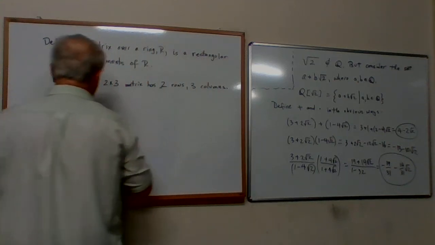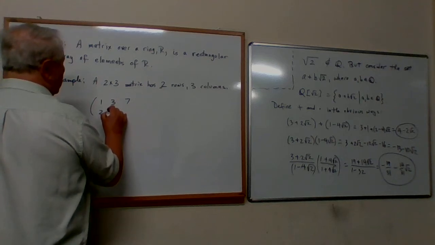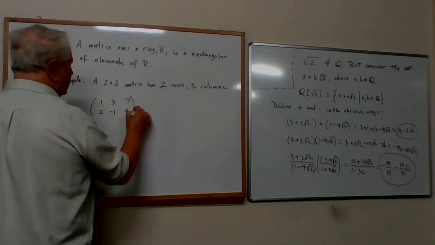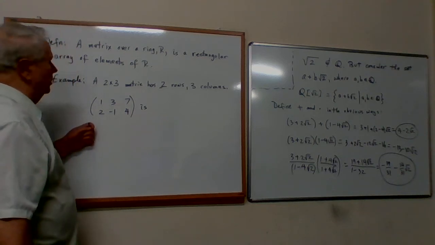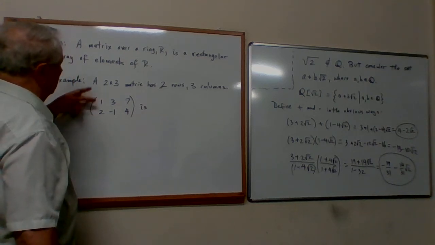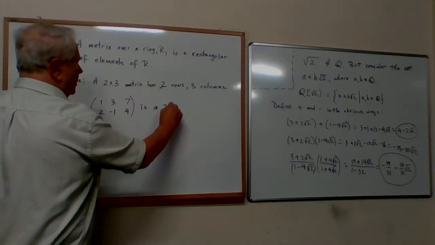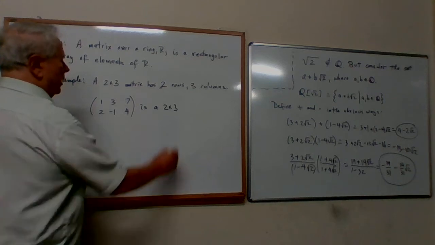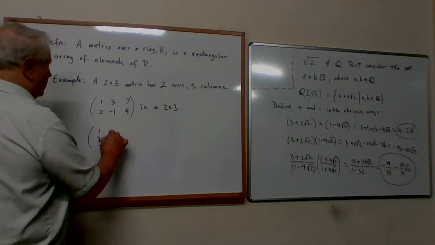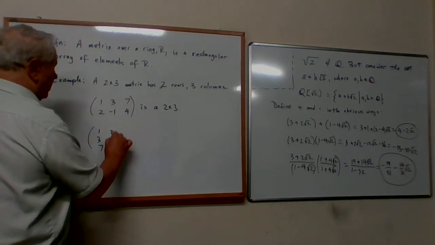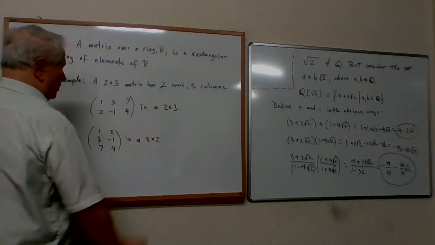So the matrix 1, 3, 7, 2, -1, 4 is what? 2 by 3 or 3 by 2? Well, there are 2 rows, 3 columns, so it's a 2 by 3. Whereas 1, 3, 7, 2, -1, 4 is a 3 by 2 matrix.